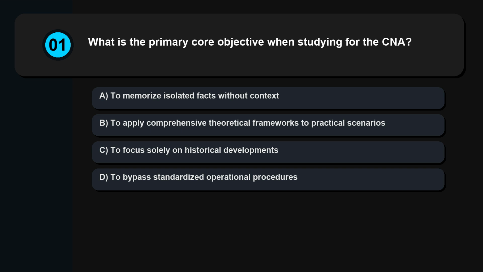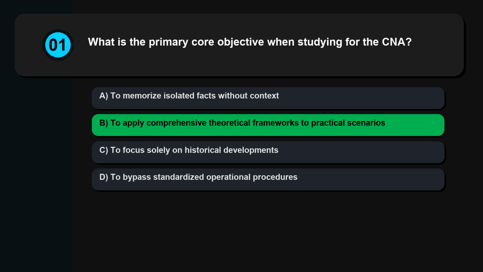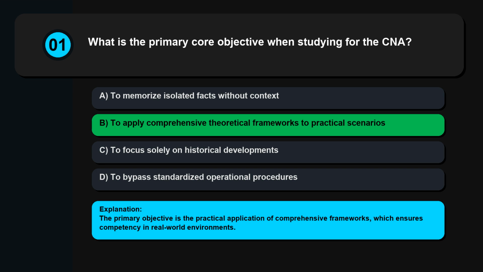Question 1. What is the primary core objective when studying for the CNA? To memorize isolated facts without context. To apply comprehensive theoretical frameworks to practical scenarios. To focus solely on historical developments. To bypass standardized operational procedures. The primary objective is the practical application of comprehensive frameworks, which ensures competency in real-world environments.